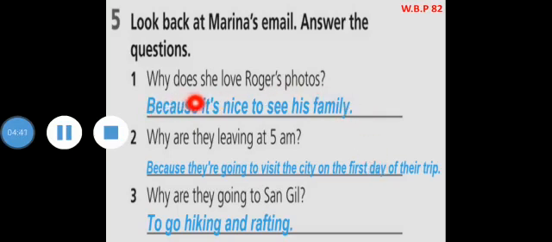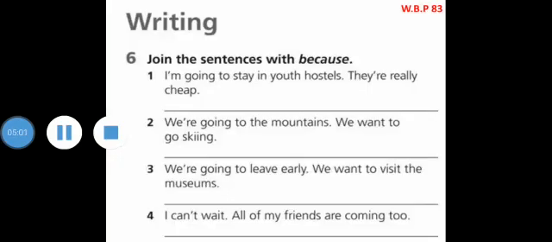Why does she love Roger's photos? Because it's nice to see his family. Number 2, why are they leaving at 5 a.m.? Because they're going to visit the city on the first day of their trip. And number 3, why are they going to Senegal to go hiking and rafting? Yes, good answers, my shining stars.